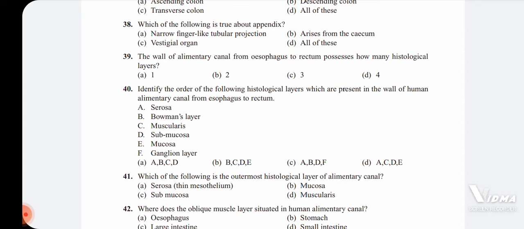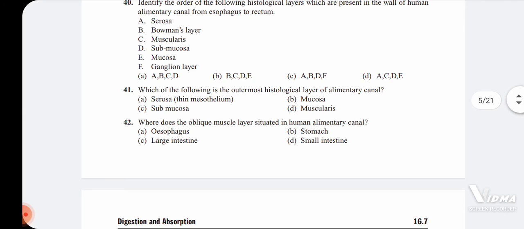So serosa comes first, it is A. Then next is muscularis, it is C. After that muscularis, it is the submucosa, which is D. Then the next innermost layer, that is mucosa, it is E. A, C, D, E. In which option is it mentioned? That is mentioned in option D. So for 40th question, the answer is option D.